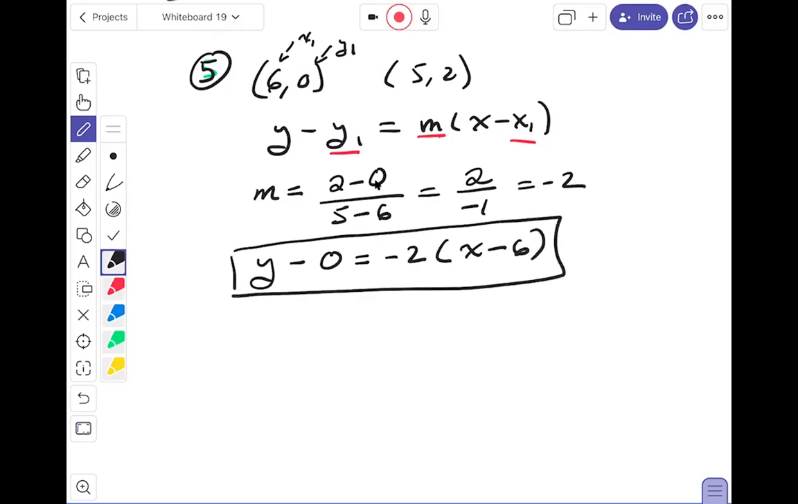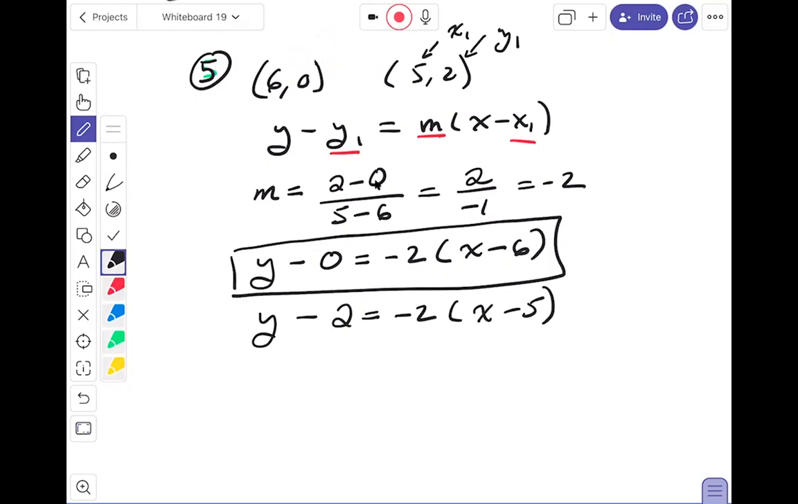Someone may argue, what if I chose the other one to be the first point? Well, what I'm going to do is erase this up here and entertain that possibility. That would be x1, y1. Let's write it down. y minus 2 equals minus 2 times x minus 5.